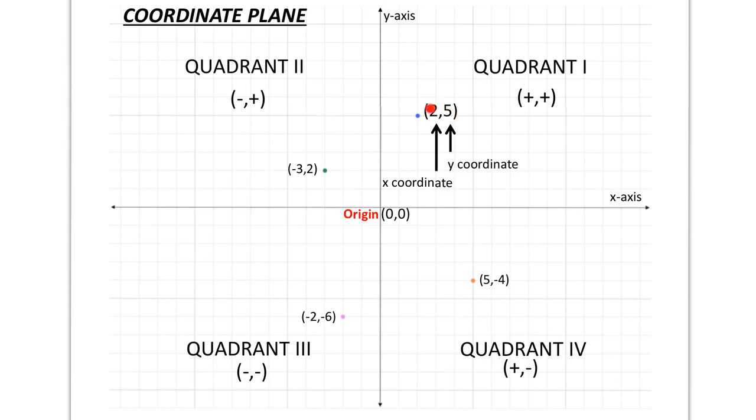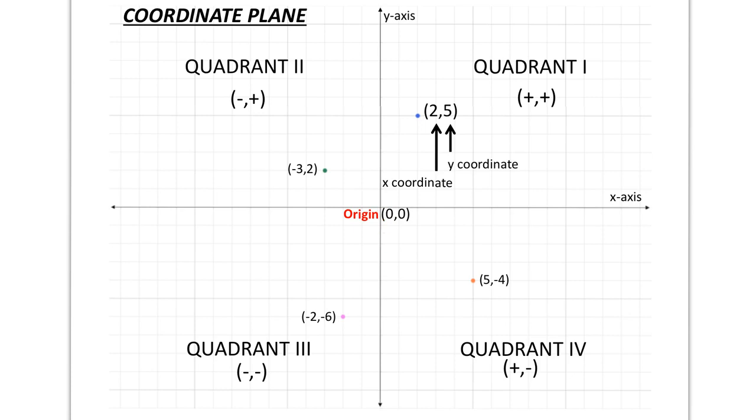The x coordinate tells you which way to move on the x-axis, and the y coordinate tells you which way to move on the y-axis. So the first number tells you to go to the left or to the right, and the y coordinate tells you to go up or down. Now we have to understand where the numbers are.